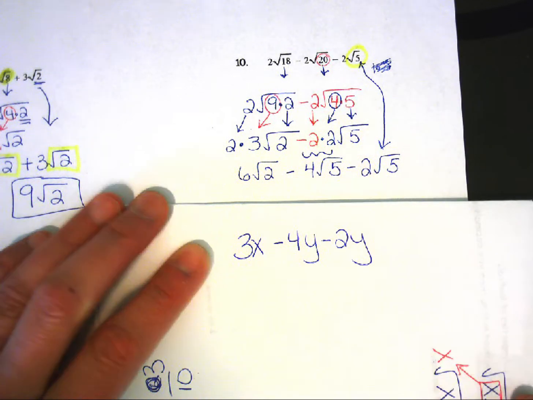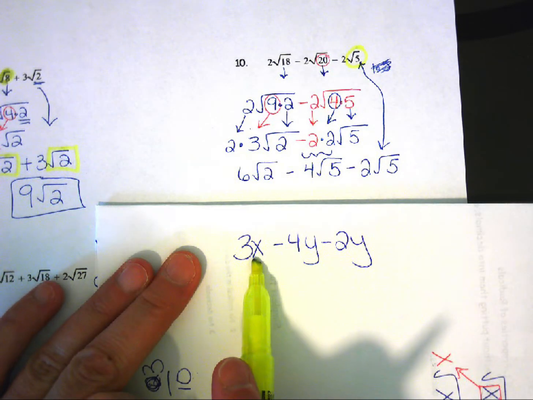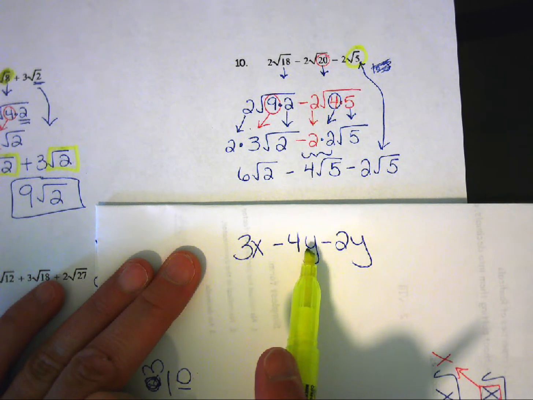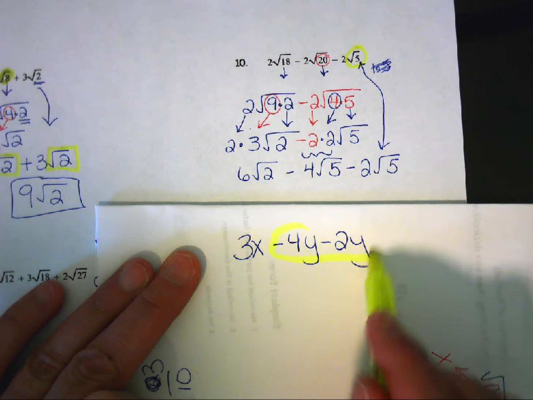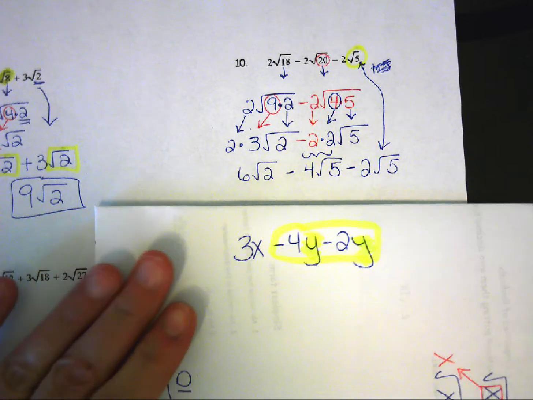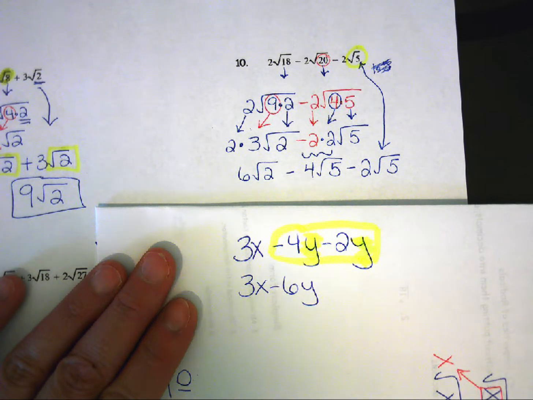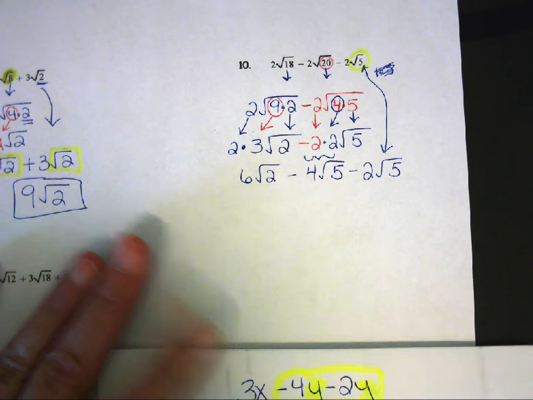You see that problem? Because these variables are different, you would not be able to put them together. But because these variables are the same, you would combine them. So you would tell me 3x minus 6y, correct? And then you just would be done. You're going to do the same thing here.